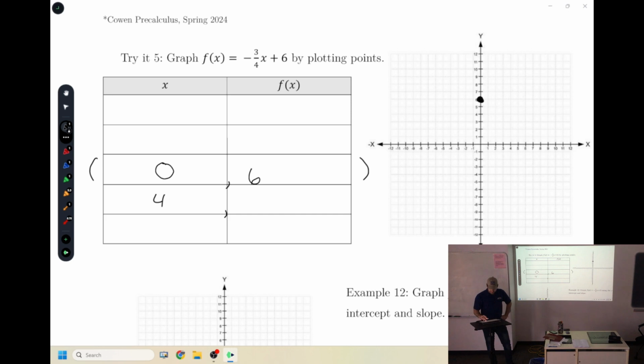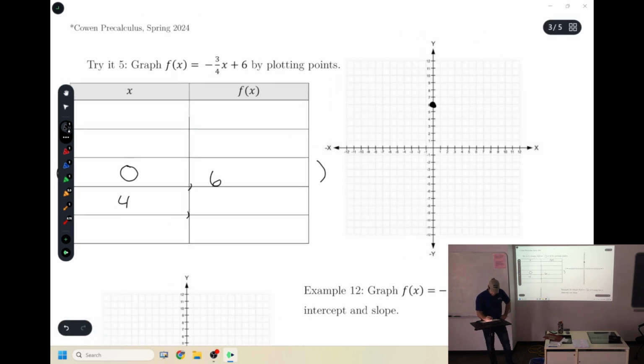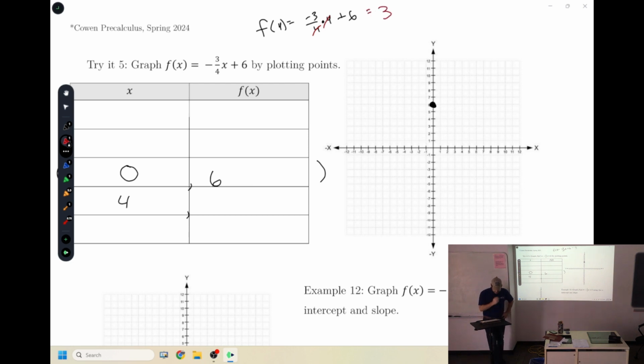I might have to go off to the side to do it. f of 4 equals negative 3 over 4 times 4. Oh, that is lovely. Cross, cross. And we end up with positive 3? Four comma 3.